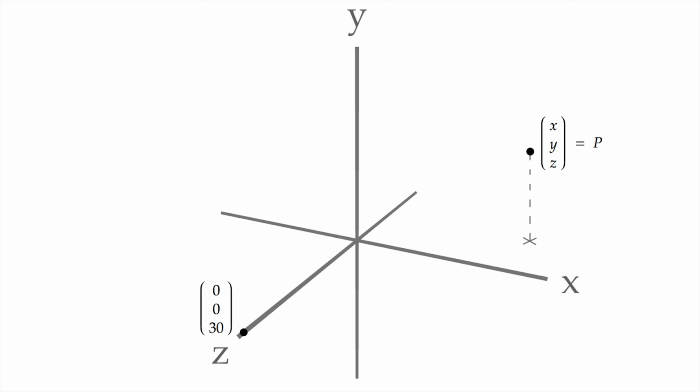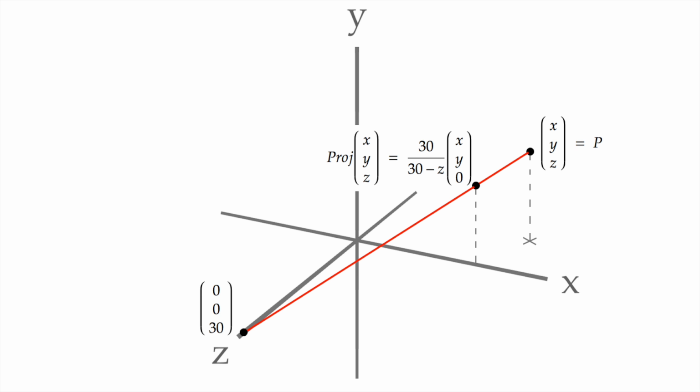Anyway, I'm not going to go through the actual maths, but basically we just connect 0, 0, 30 to the point P to get the line that goes through both of them, and then we can find the point on that line where the z-coordinate equals 0. That gives us the projection point, and it turns out to be 30 divided by 30 minus z times xy0. Projection complete.